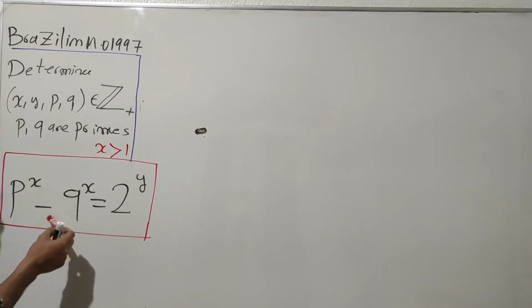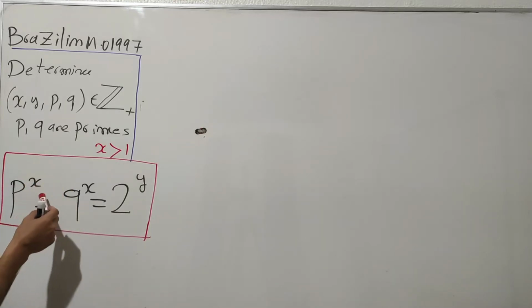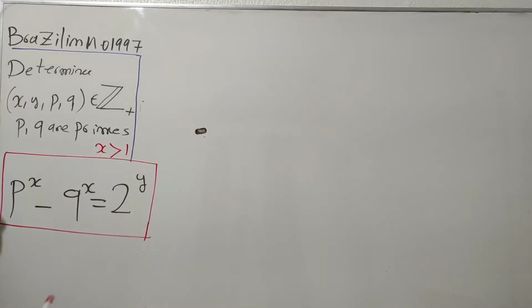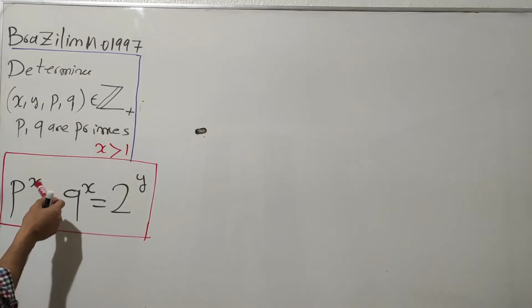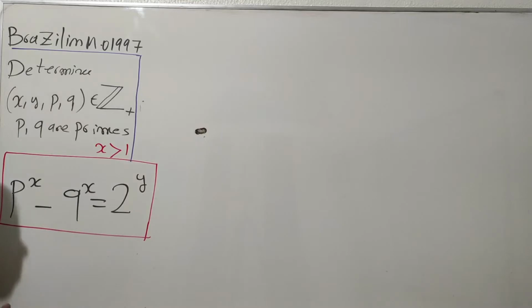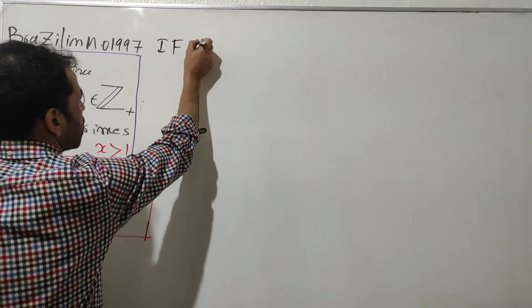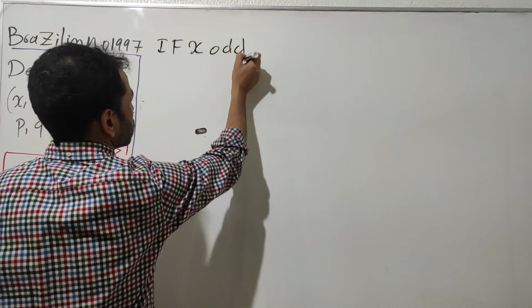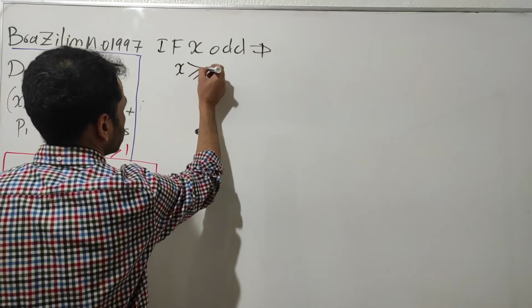We are going to break this into two cases, going through the parity of x. Assuming x is odd, we are going to see what it gives us. Then we are also going to assume x is even to see the status of this equation. So first of all, let's start with x odd, which means clearly x is at least 3.